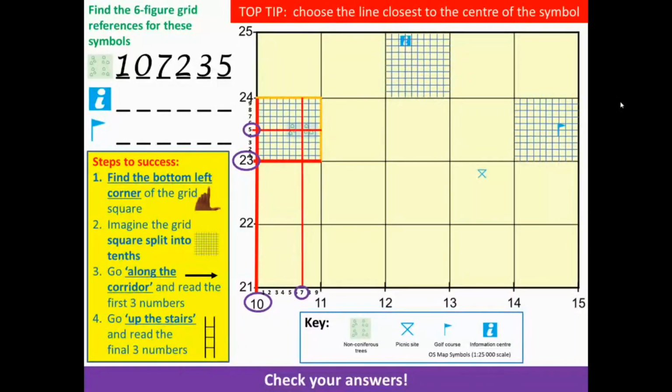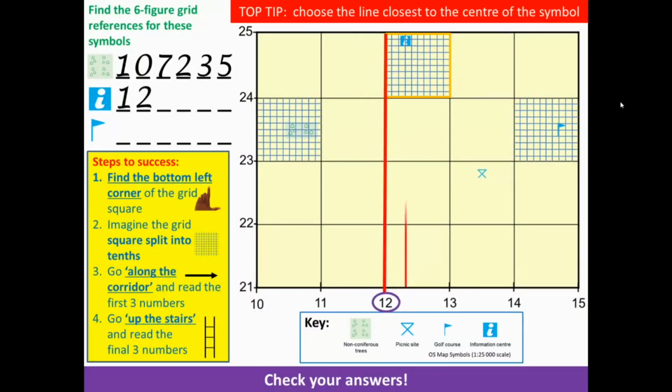Okay, so let's have a try now for the information centre. So there it is highlighted, and the first two numbers are 1 and 2, and the third number, as you can see there, the tenths line, is number 3. And so that's along the corridor, and now up the stairs. So 24, and number 9. So 123249 gives us our six-figure grid reference for the information centre.